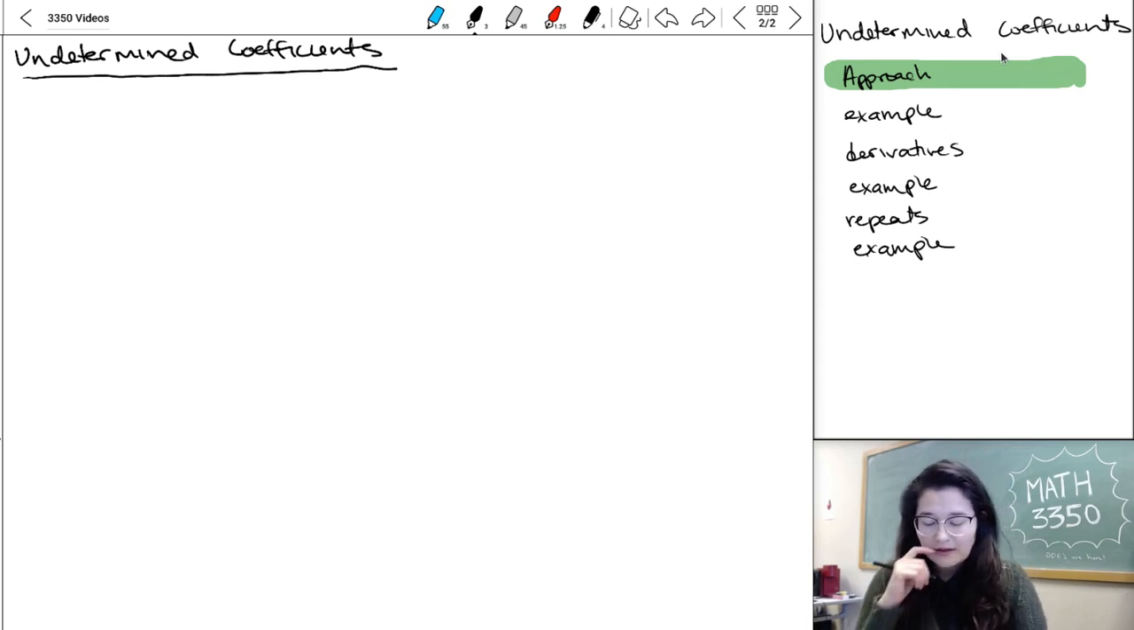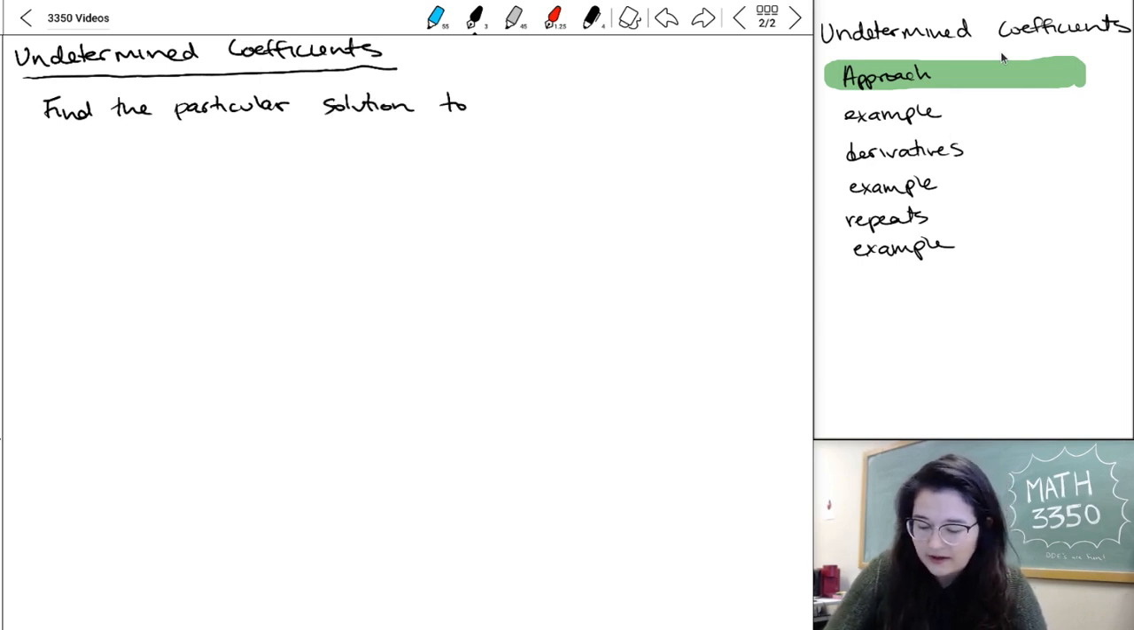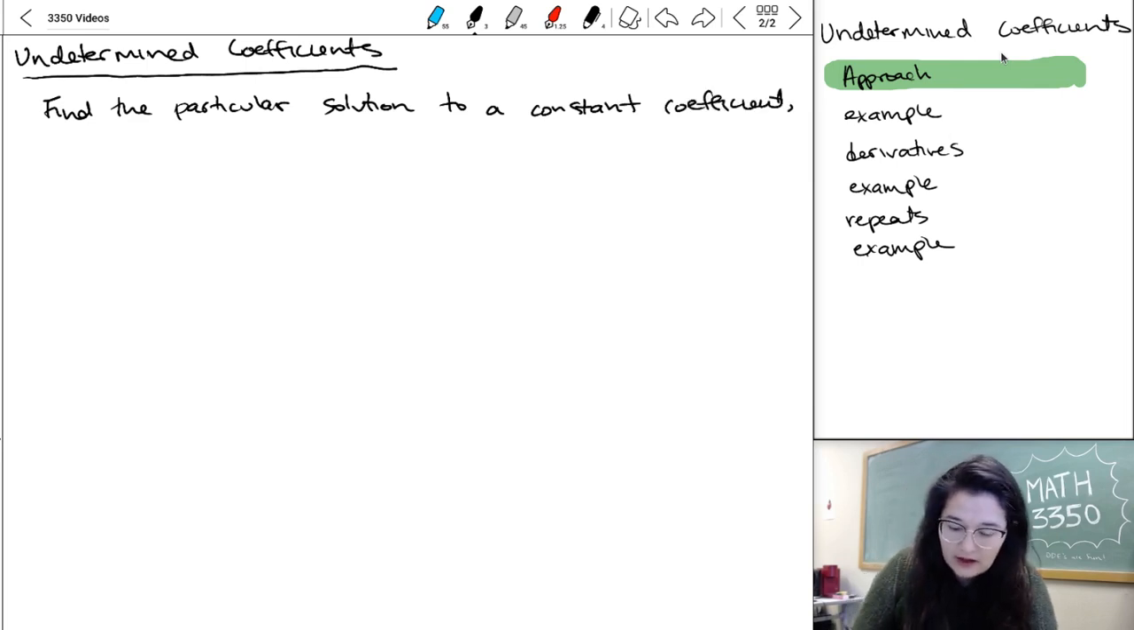So when we're talking about undetermined coefficients, this is going to be a method where we can find the particular solution to a specific group of equations. They're going to be constant coefficient, non-homogeneous, differential equations.